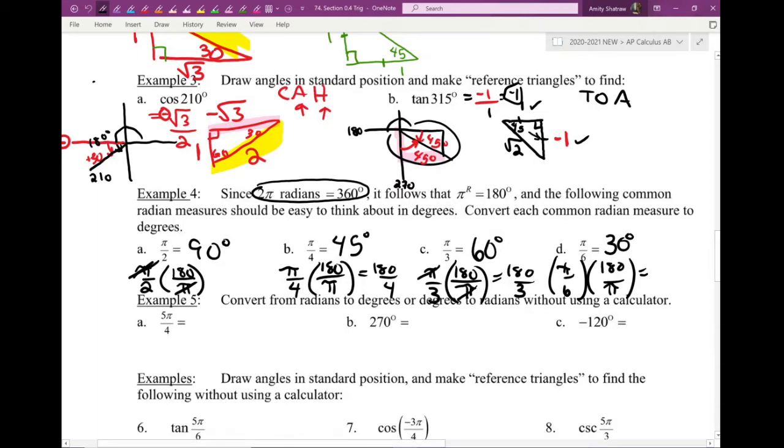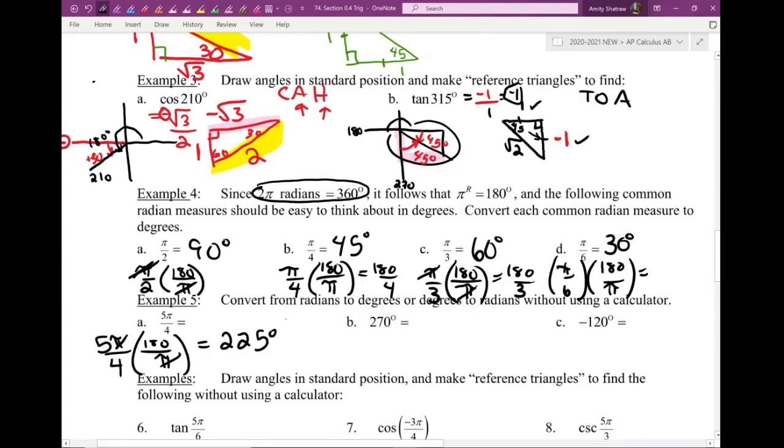Converting from radians to degrees or degrees to radians without using a calculator, now we are beginning to have a real solid hand on the formula. I'm going to have 5 pi over 4 times 180 divided by pi. The pi's cancel out. Then I have 5 times 180. Divide that by 4. I'll leave that to you. I know that the answer I end up with is 225.